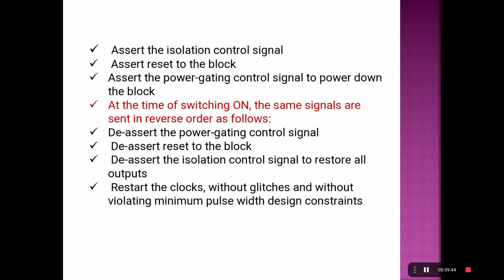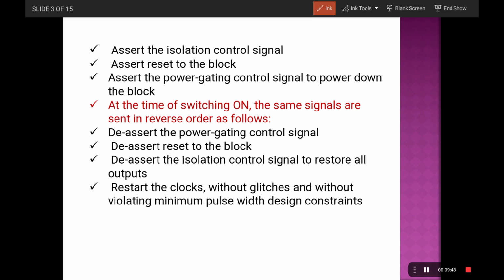So first, deassert the power gating signal and deassert the reset signal. Then deassert the isolation control signal to restore all the outputs, as well as restart the clock signal without glitches and without violating the minimum pulse width.